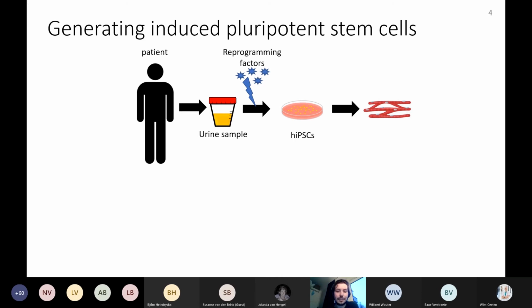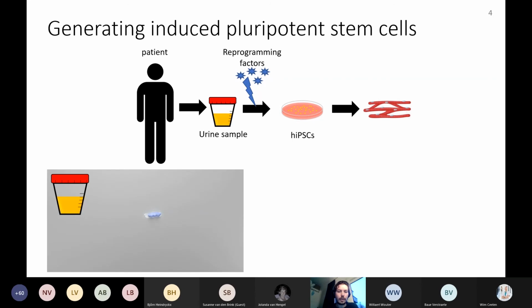I'm using stem cells. Stem cells have different benefits. You can obtain large numbers of study material, and of course, if you want to model something cardiac, it's very difficult to obtain large amounts of cardiac material from patients. So I want to briefly show the workflow in our lab.